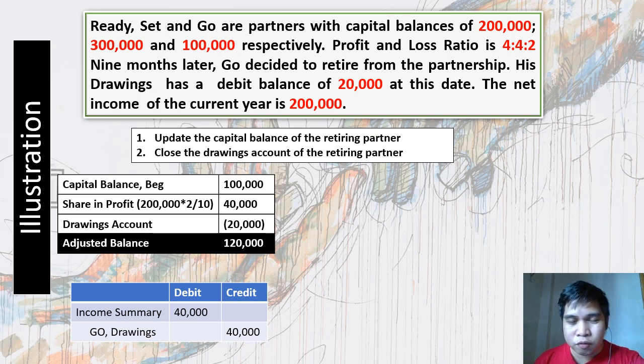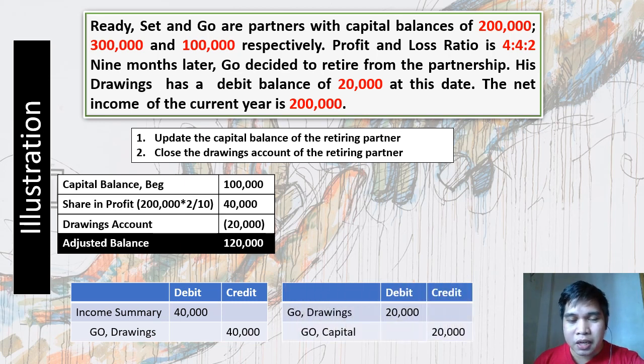So, for the closing of drawings account to capital account, i-compute muna natin magkano na lang ba yung balance ng drawings account. So, based dun sa statement sa taas, meron daw tayong debit balance na 20,000 pesos. However, since binigyan natin siya ng profit sharing na 40,000, nagkaroon na po tayo ng credit balance na 20,000 pesos, which will be closed sa ating capital account. So, magiging journal entry naman natin dyan will be debit Go drawings kasi nga meron tayong credit balance. To close that, we have to debit that. So, ulit, debit Go drawings 20,000, then credit Go capital 20,000 pesos. So, after this adjustment, the capital balance of Go will now be 120,000 pesos.